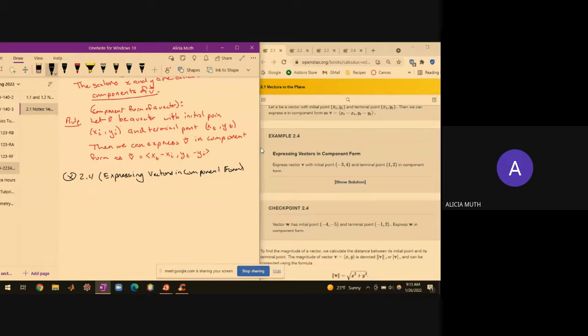And I realize I hadn't said it before, but keep in mind we also have all these checkpoints. Make sure you're working through those on your own as well if you're just following along. So we could chat about that.